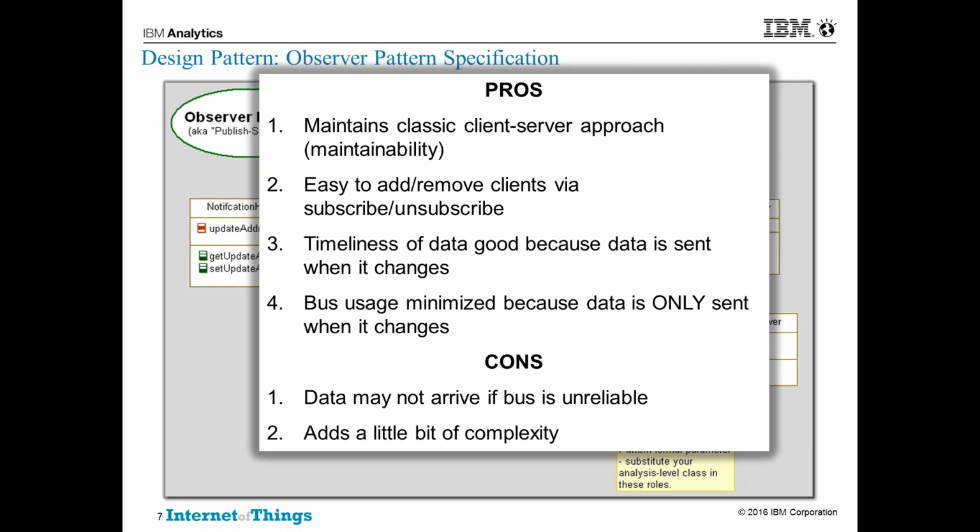Cons are, well, if your bus is unreliable, data may not arrive. If you didn't add a confirmation, you won't know the data arrived. You could add such confirmations, but that would be an elaboration of the pattern. It does add some complexity over what we had before.